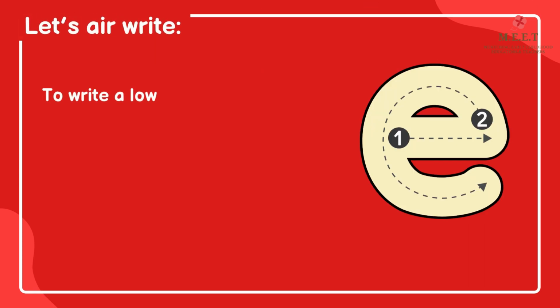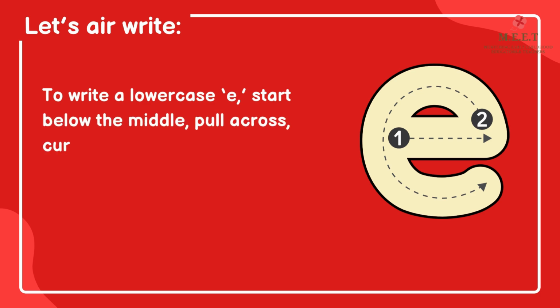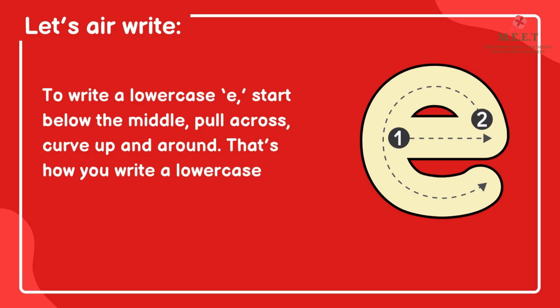Now let's move ahead and write lowercase letter E. You can take your pointer and middle finger and write as we go along. To write lowercase e, start below the middle. Pull across, curve up and around. That's how you write lowercase letter E.